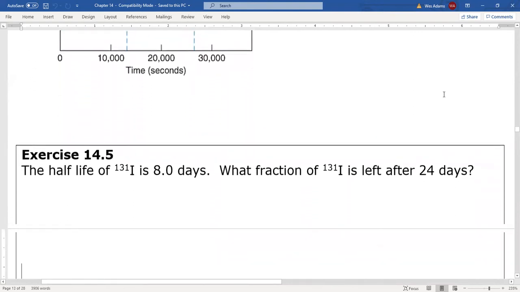So if we say the half-life of iodine 131 is 8 days, what fraction is left after 24 days? And so we're going to use even half-lives. So we're going to say our half-life is 8 days, and our time is going to be 24 days. And so we should be able to work that. And so how much is left? What fraction is left?